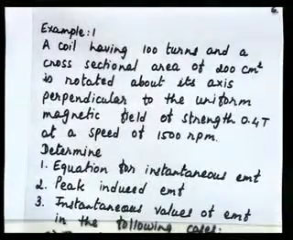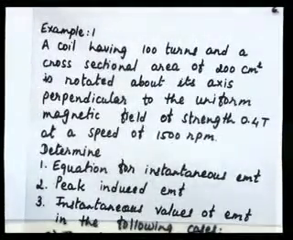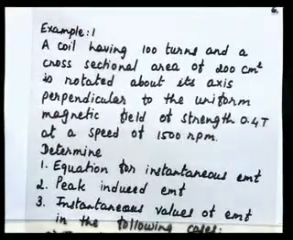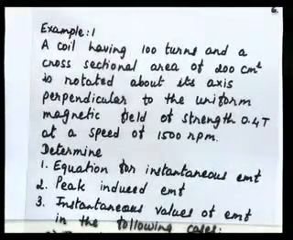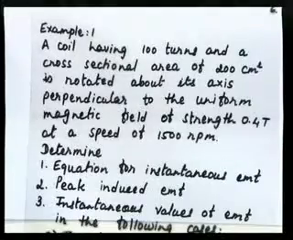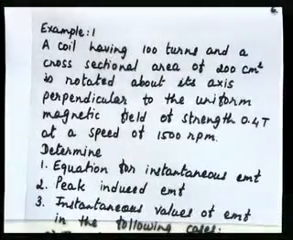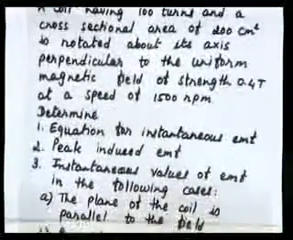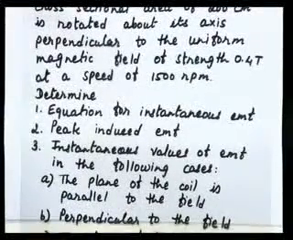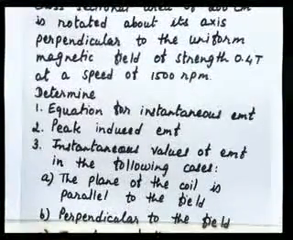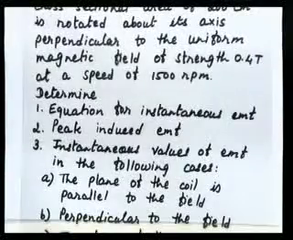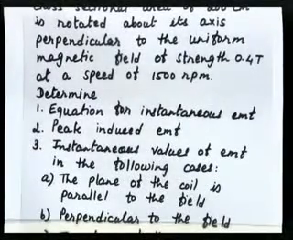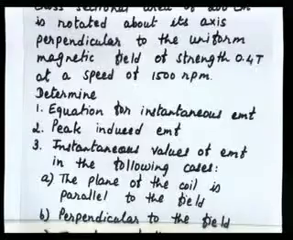about its axis perpendicular to a uniform magnetic field having a strength of 0.4 Tesla, and the speed of rotation is 1500 rpm. You have to determine the equation for instantaneous induced EMF, the peak induced EMF, and next, the instantaneous values of EMF in the following cases.